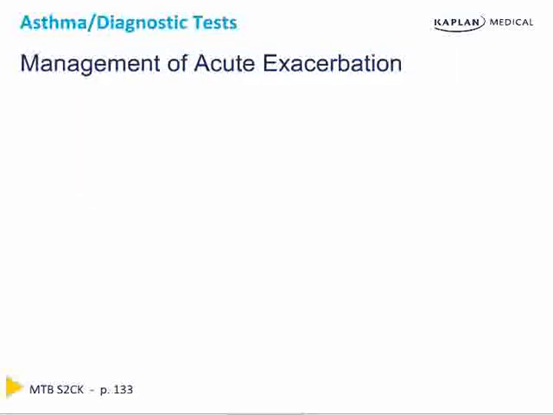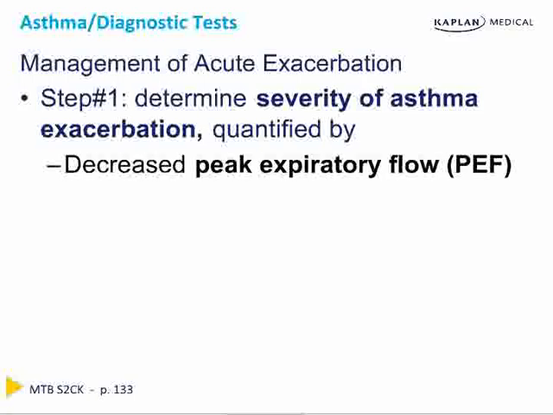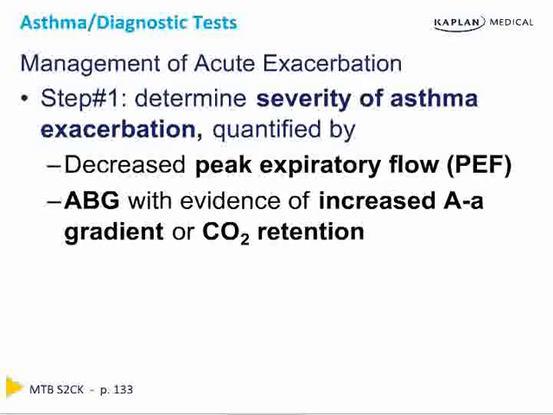In terms of the management of an acute exacerbation, things are slightly different. The first step, as we said before, is to determine the severity of the asthma exacerbation. If you recall an earlier slide, this includes a decreased peak expiratory flow and an ABG showing evidence of increased AA gradient, meaning that the patient is not oxygenating well, or evidence of carbon dioxide retention, meaning that the patient's respiratory muscles are no longer able to compensate for the degree of respiratory distress that the patient is in. Either one of those on an ABG is evidence of a severe asthma flare.